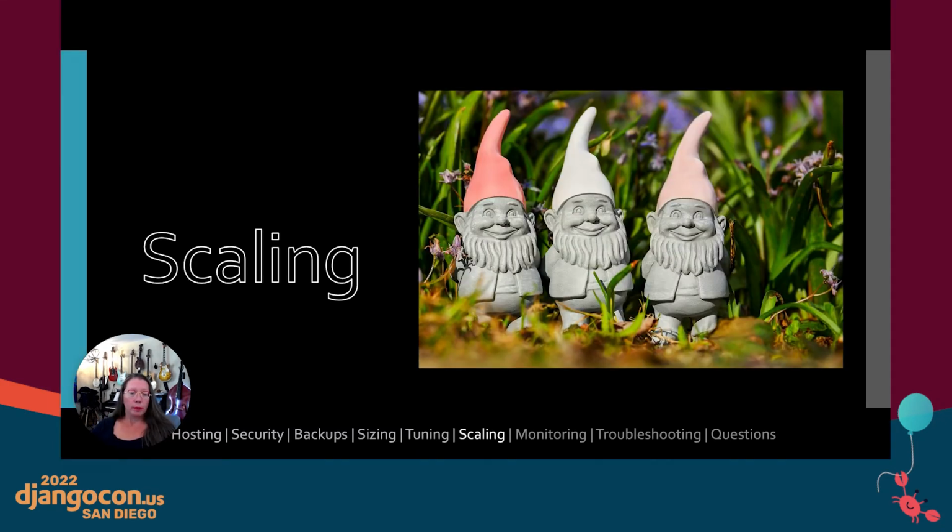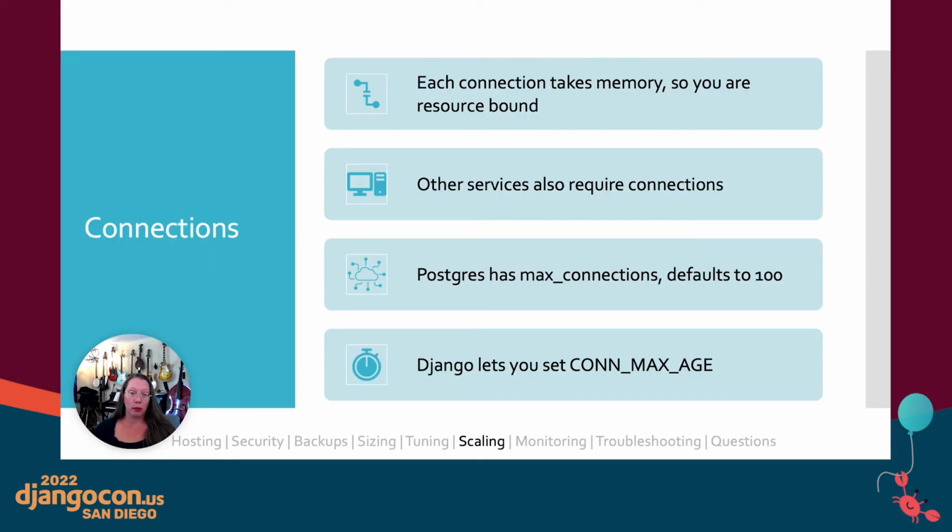Okay, so let's talk about a couple of the other things that happen once you start having a lot of things connecting to your database. So things are growing. You've actually done a good job being a Postgres DBA in a pinch, and your application needs a lot of connections, and we need to do a little bit of scaling. So each connection in Postgres takes memory, right? Because we just talked about that working memory. So you're resource bound in terms of how many connections you can allow.